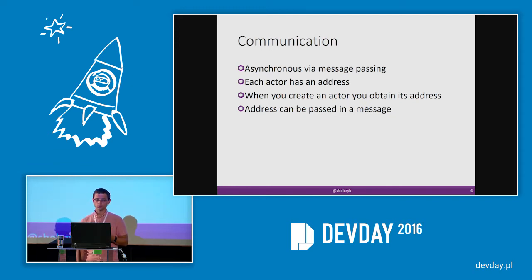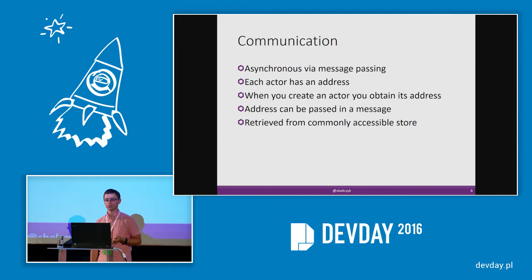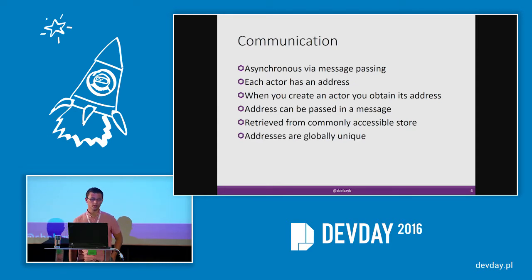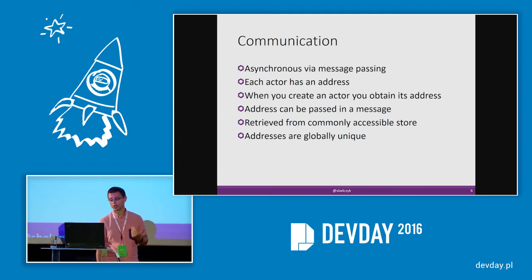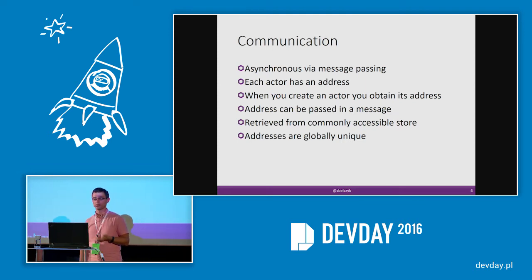in a message. So one actor may send a message to another one saying, hey, process this data for me, but by the way, reply to this other guy, and here's an address. And the last way you can obtain an address for an actor is to retrieve it from some commonly accessible store. Sometimes in your system you have very special actors that you want all other actors to have access to, so they will get this address from some registry. And obviously addresses must be globally unique because we cannot have ambiguous addresses.